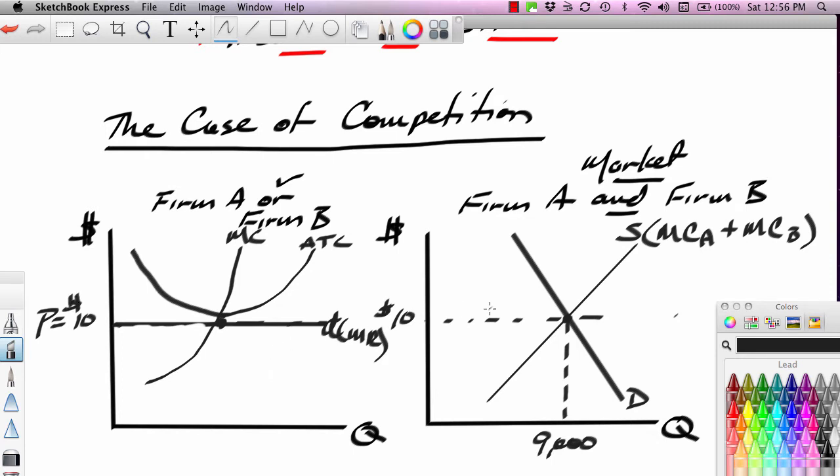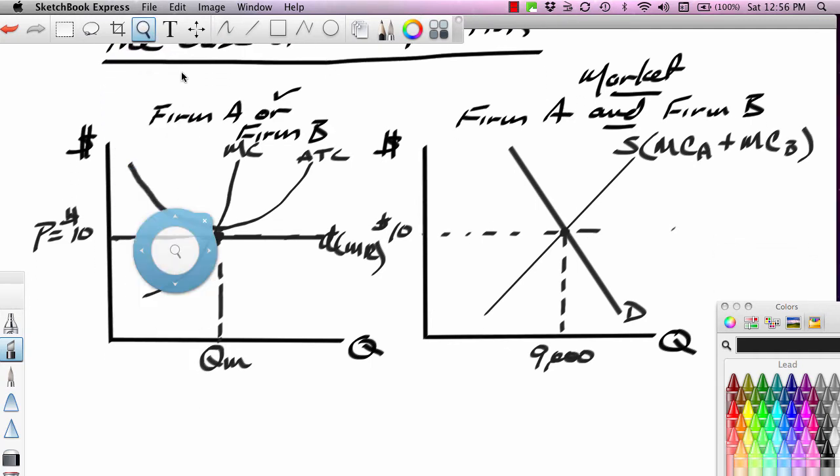Remember, the market determines the price here because, and let me explain this, if both firms charge 10, then each firm is going to sell what? Is going to sell 4,500. So here is QM. That's where MC equals MR, and that's going to be 4,500. Now I'm assuming here this market only has room for two competitors.